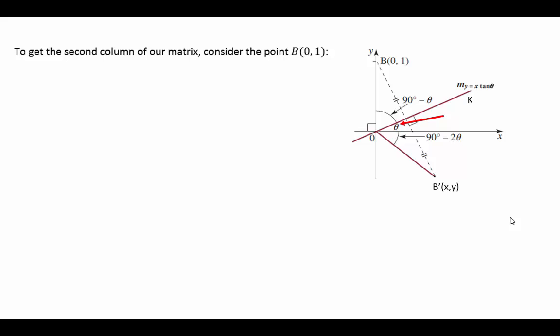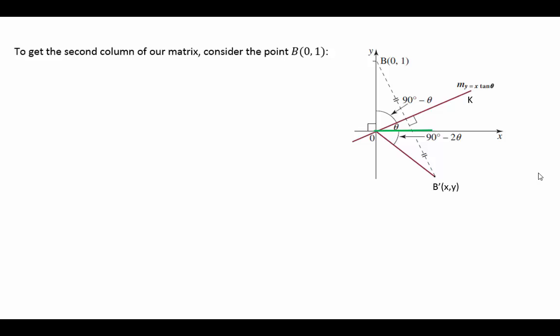Now, this angle theta means that the angle formed here, angle BOK, is 90 minus theta. Now that means that the angle B dash OK is also 90 minus theta. But the angle that we're interested in is this smaller angle, which is 90 minus theta minus that theta. And so the angle in the triangle that we're interested in is going to be 90 degrees minus 2 theta.